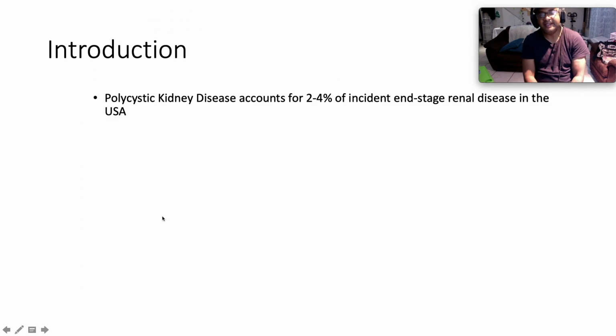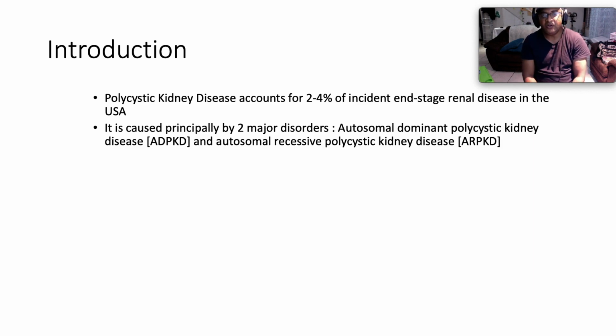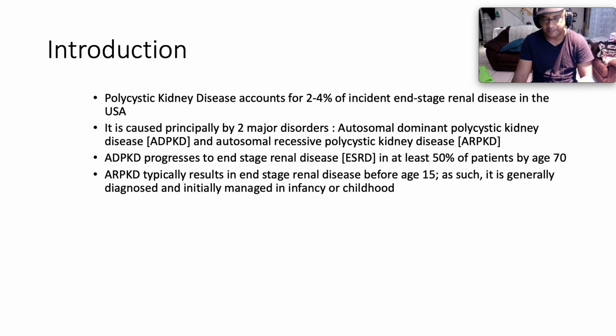Okay, guys, polycystic kidney disease accounts for 2 to 4% of incident end-stage renal disease in the States. It is caused by two major disorders: autosomal dominant polycystic kidney disease, called ADPKD, and autosomal recessive polycystic kidney disease, ARPKD, right?